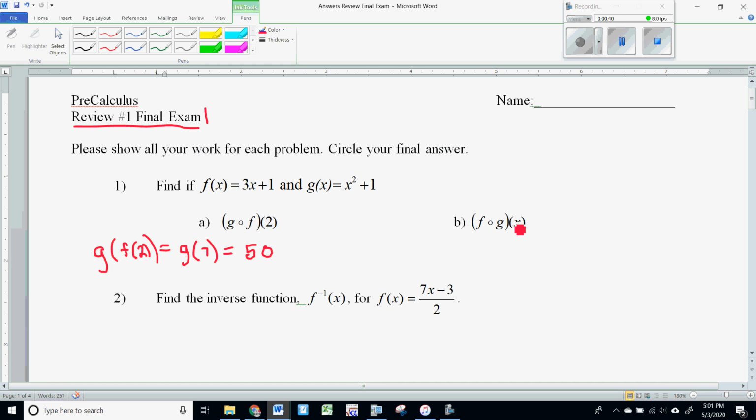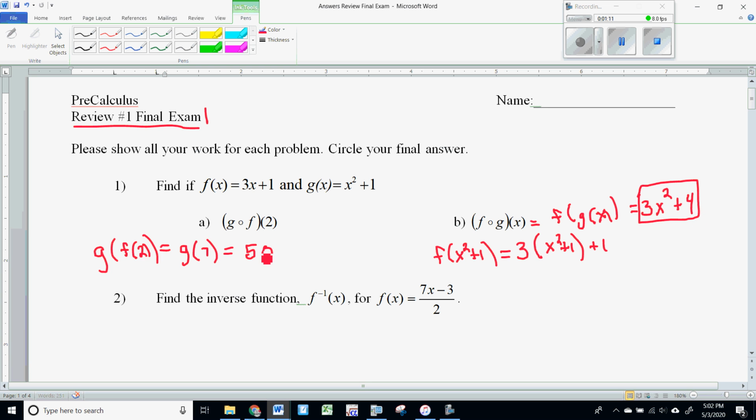f of g of x is f of g of x. So we put the whole function in. So this is f of x squared plus 1. And now we put that whole x squared plus 1 into f. So this gives us 3 times x squared plus 1, plus 1. And if we FOIL that, distribute that out, we get 3x squared plus 4. Put a box around our two answers.